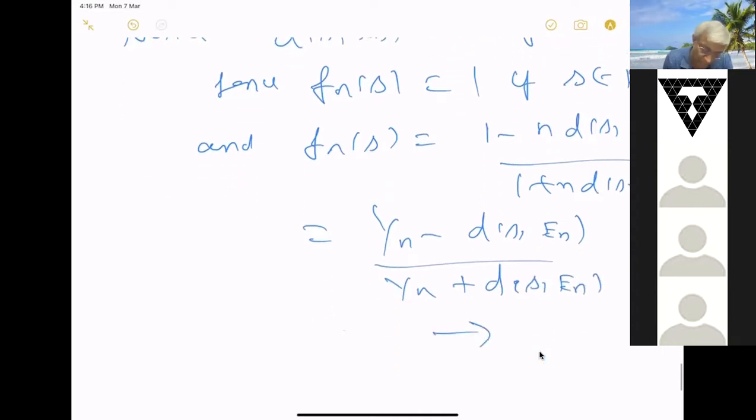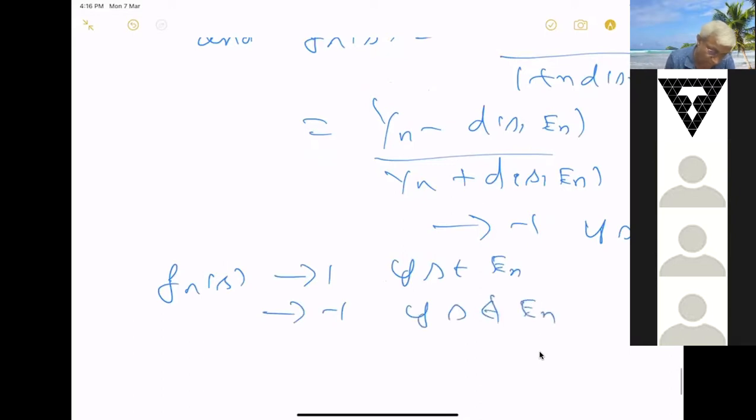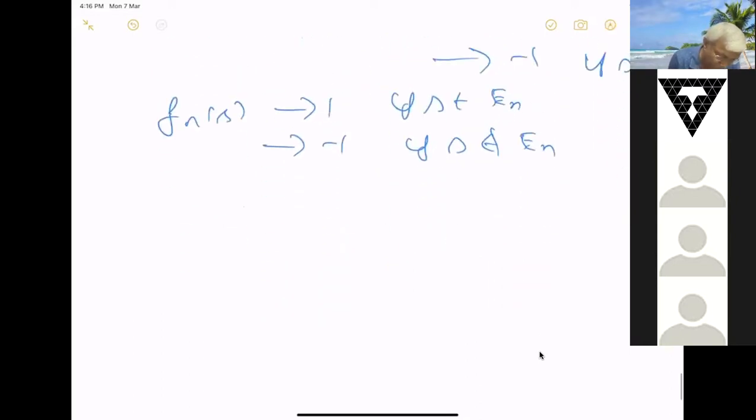And this goes to minus 1. If S is not in EN, I mean, it's not in the 0 by 0 form. They are strictly not equal to 0. So because of that, it goes to minus 1. So we have the following: FNS goes to 1 if S is in EN, and it goes to minus 1 if S is not in EN. So these things imply we can use the dominated convergence theorem.